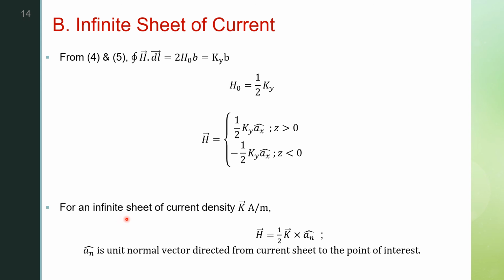So for an infinite sheet of current density K ampere per meter, the magnetic field H can be written as 1 by 2 K cross an, where an represents a unit normal vector directed from the current sheet to the point of interest. So this is how we apply Ampere's circuital law to an infinite sheet of current to determine the magnetic field intensity.